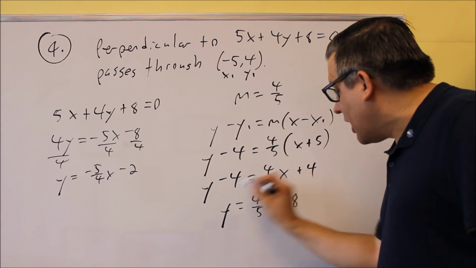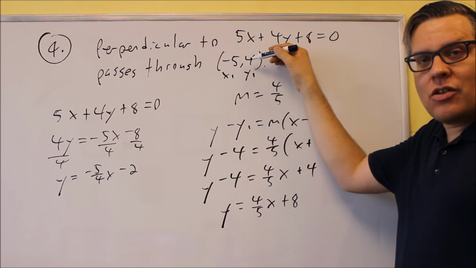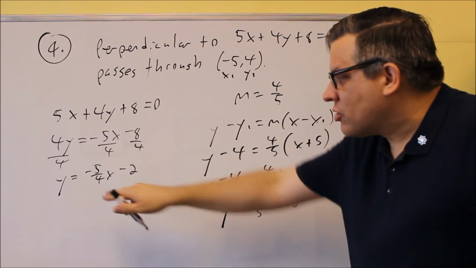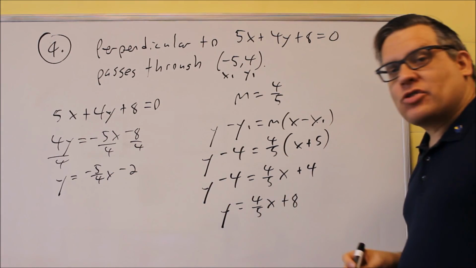So this line right here passes through negative 5, 4. And this line happens to be perpendicular to the original line because it has the opposite reciprocal slope.